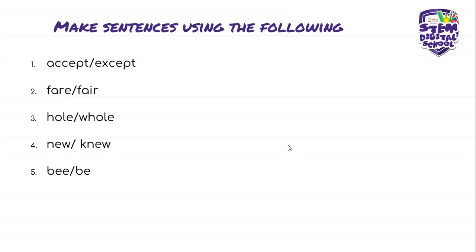Okay, number 4, new and new. It was a pair of knickers. And the other new is he was lying. Yes, that's correct. Thank you.